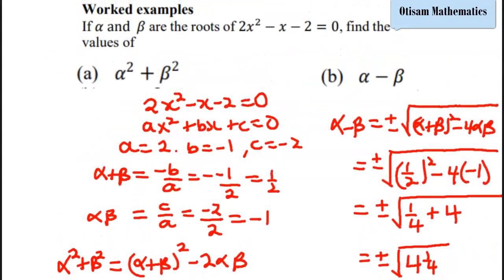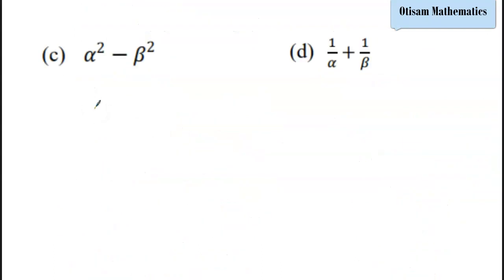Okay, let's check other questions too. Still on the same quadratic equation, look at question C and then D. I want you to pause the video, go through them, and then check it with the answer that I'm going to provide. C, we have to evaluate alpha squared minus beta squared based on the preamble that we have set. So the same quadratic equation, we know that alpha plus beta is 1 on 2, and then alpha beta, that is the product, is minus 1.